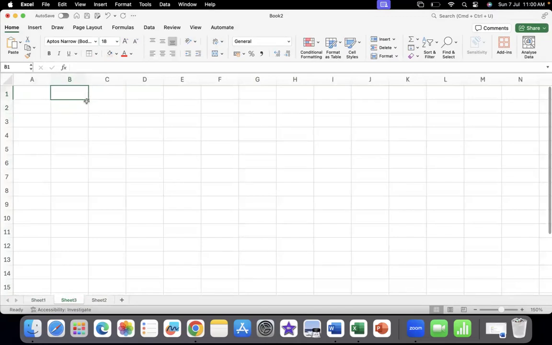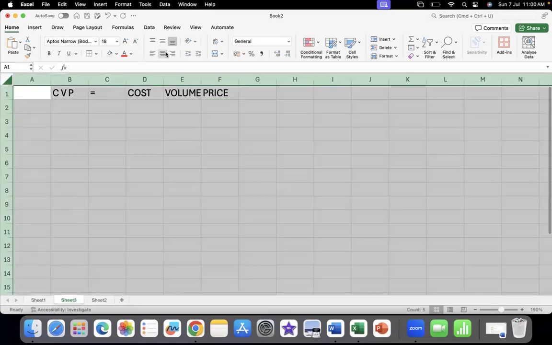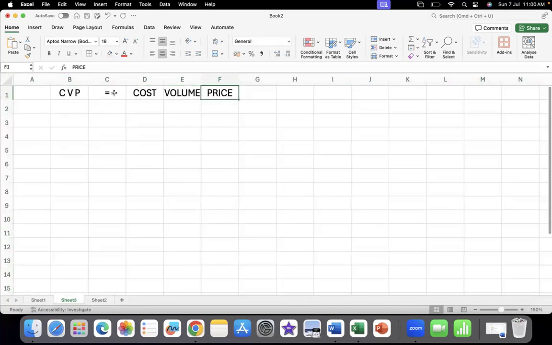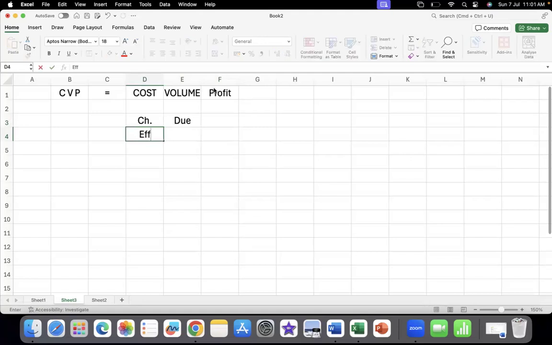So this concept is called CVP analysis, which is also called the cost, volume, and profit analysis. So what we understand by CVP analysis is the analysis of changes in cost due to volume, and the effect of cost and change of volume on profit. Sorry, it's not price, it's profit.